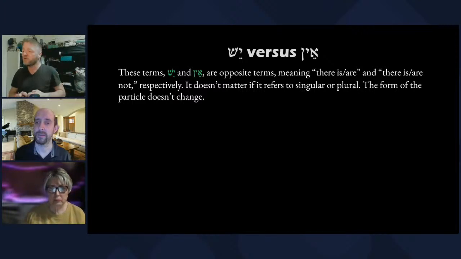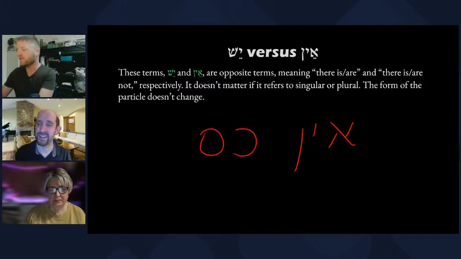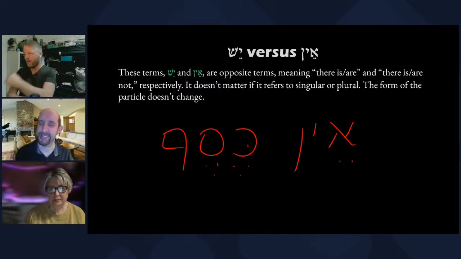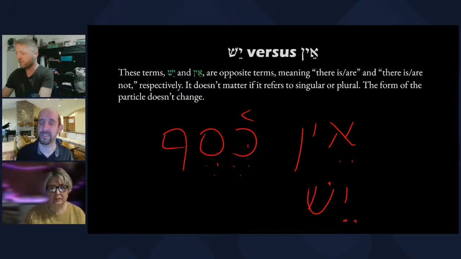En. You can think of en like "there ain't any of it." There ain't, en. Okay, en kesef. What is kesef? Oh, cursive. Kesef. Yeah, I caught that. I'm like, what am I doing? Okay. En kesef. There is no money. There is no silver. En kesef. Okay. Yesh kesef. There is money. Yesh kesef.